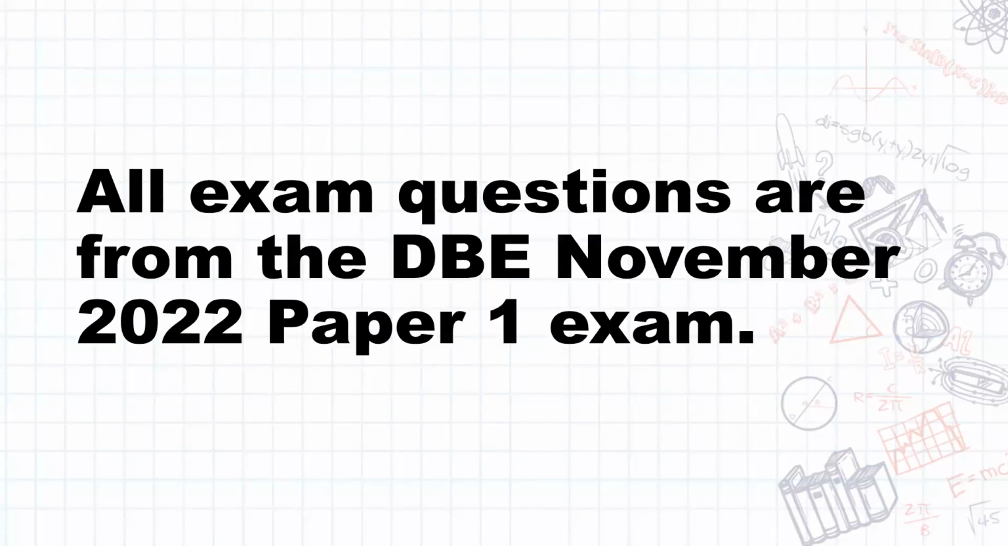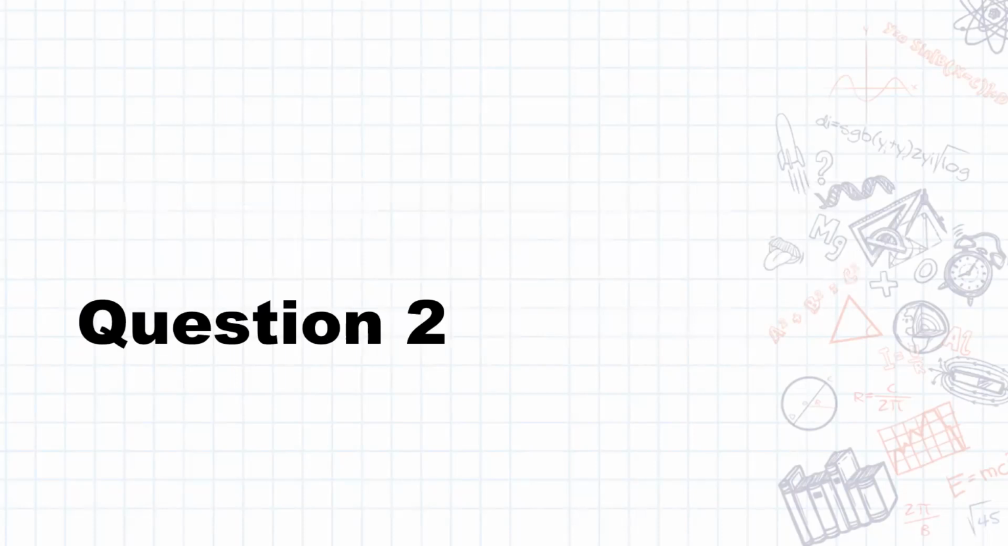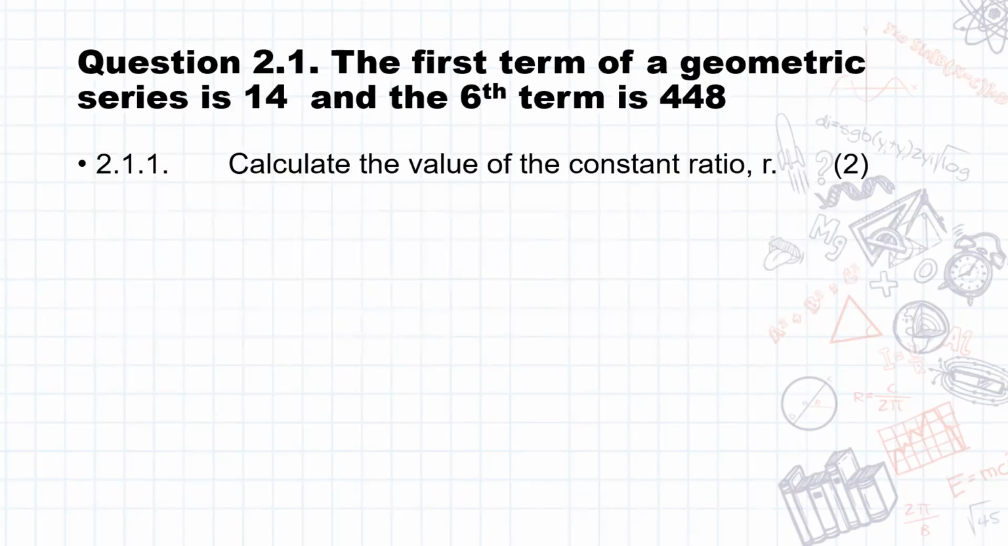number patterns. So all exam questions are from the DBE November 2022 paper 1 exam, and you can download these from the website or from MathShop as well. So question 2. Question 2.1 says the first term of a geometric series is 14 and the sixth term is 448. Calculate the value of the constant ratio.